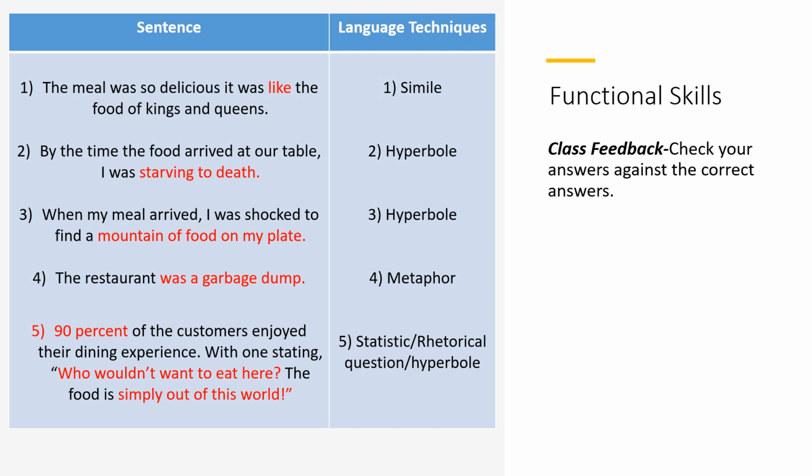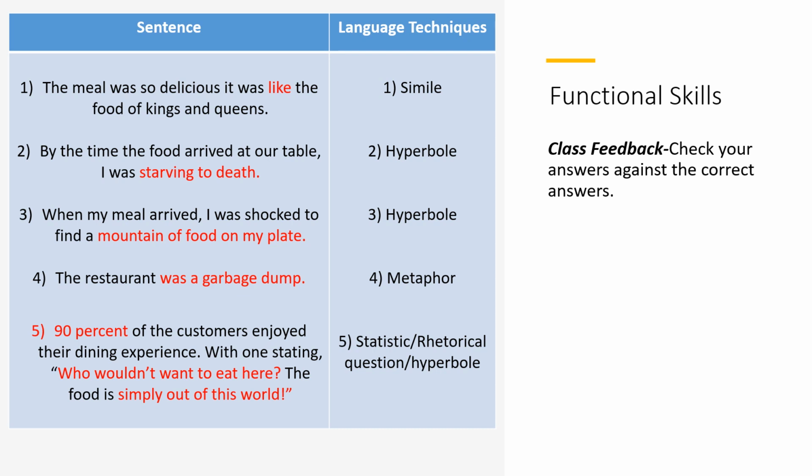Number 3, when my meal arrived, I was shocked to find a mountain of food on my plate. Now there's not literally a mountain of food on the plate. What they're doing there is they're exaggerating by saying that the portion size was very large. Number 4, the restaurant was a garbage dump. So what they've done here is they've used metaphorical language to over-exaggerate just how bad the actual restaurant was.